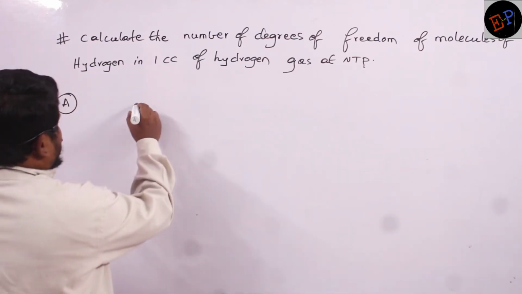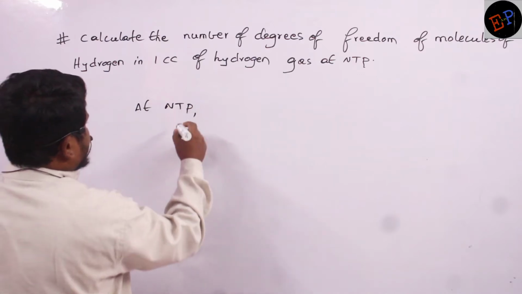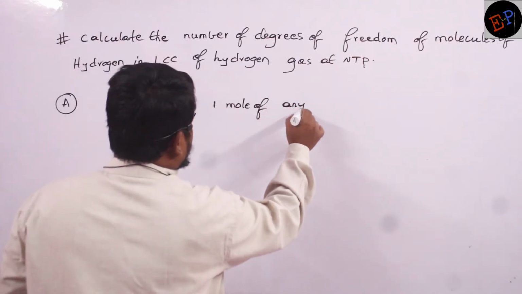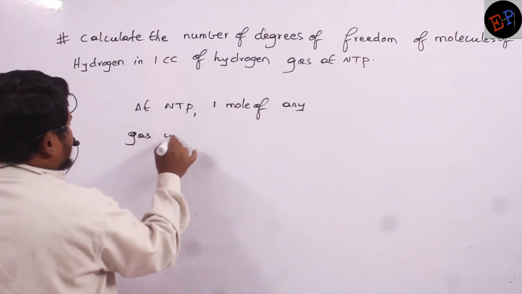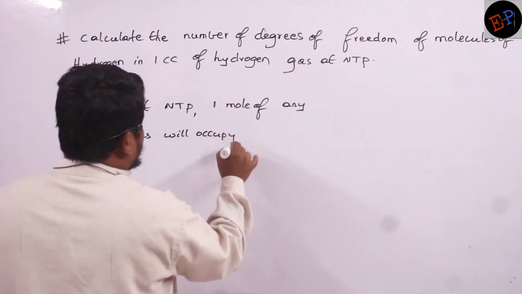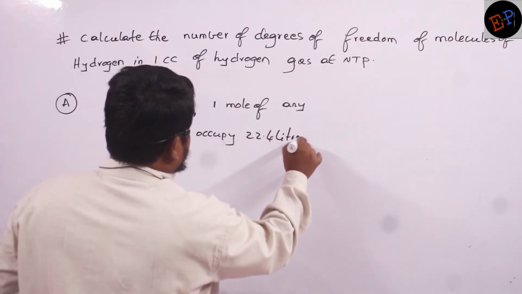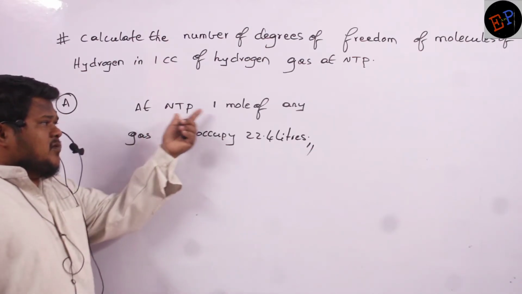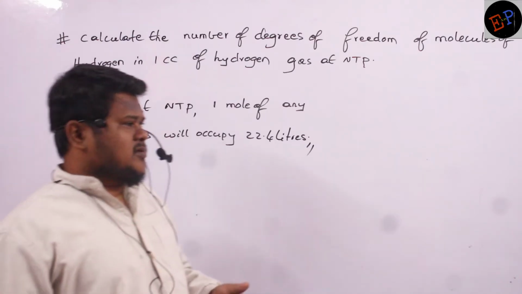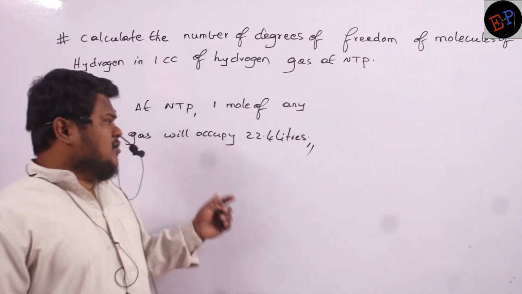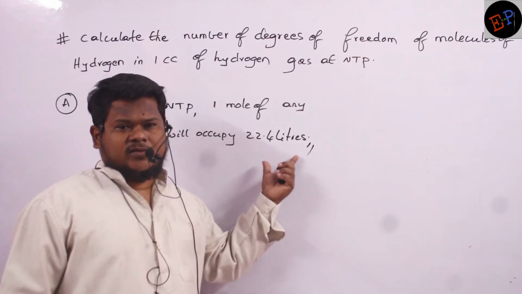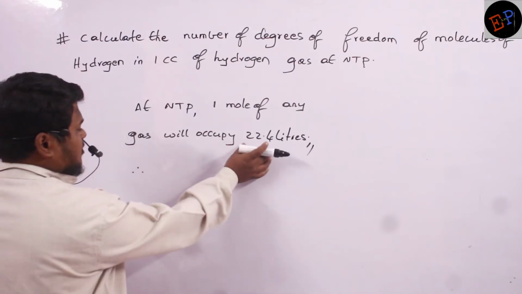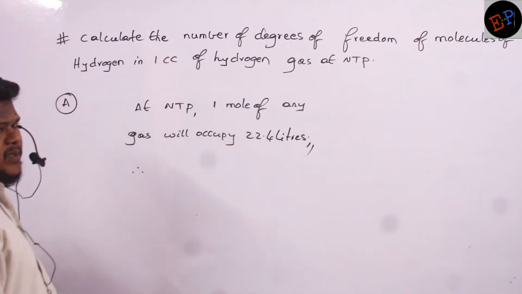Sima, at NTP, normal temperature and pressure, 1 mole of any gas will occupy how much volume? 1 mole of any gas will occupy 22.4 liters. This you should have studied previously, in chemistry also, no? At normal temperature and pressure, 1 mole of any gas, whether it is oxygen, hydrogen, helium, whatever it may be, will occupy 22.4 liters of volume. Understood, no? So in this volume, 1 mole of molecules will be present.